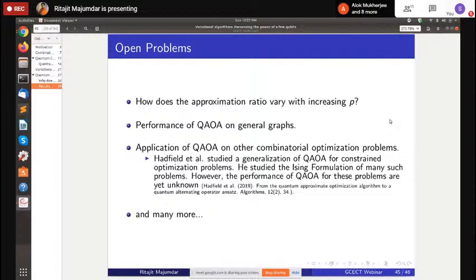And all this time I have been talking about 3-regular graphs. So what happens when you have some other form of graphs, some general graphs? You can have some social network type of graphs. What happens there? We don't know. And finally, I have been only talking about the max-cut problem. Can we use it on other combinatorial optimization problems? And this has been slightly studied by Stuart Hadfield. He's at NASA right now. But he has developed the Ising formulations for many other NP-hard problems, but the performance guarantee is still not known. So these are many open questions that are here.